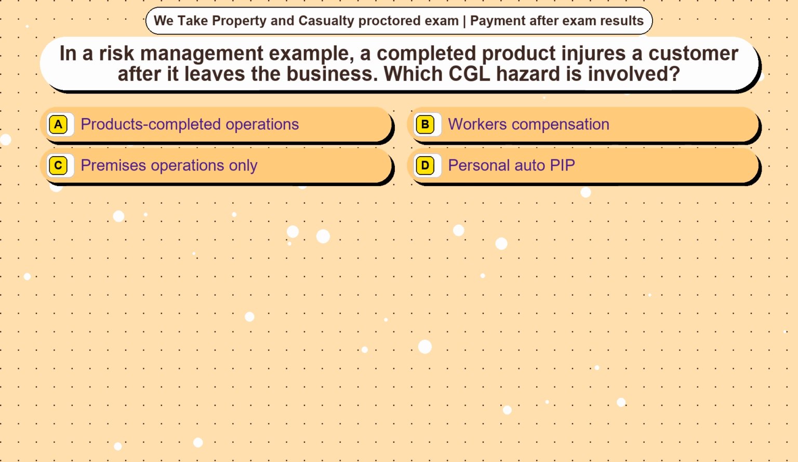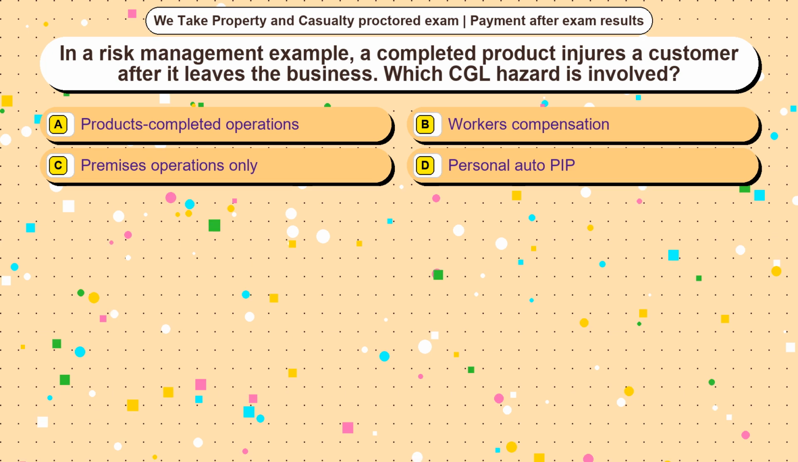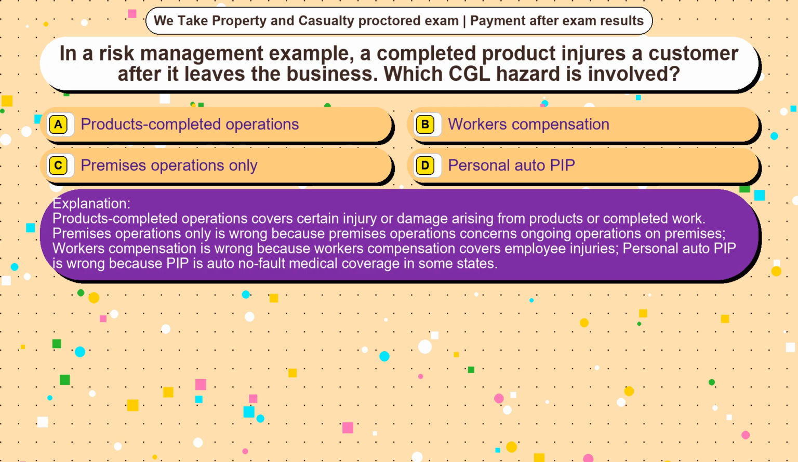Question 21. In a risk management example, a completed product injures a customer after it leaves the business. Which CGL hazard is involved? Option A, products completed operations. Option B, workers' compensation. Option C, premises operations only. Option D, personal auto PIP. The correct answer is option A. Products completed operations covers certain injury or damage arising from products or completed work.